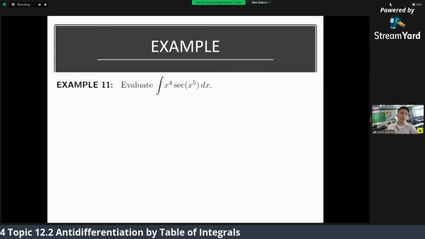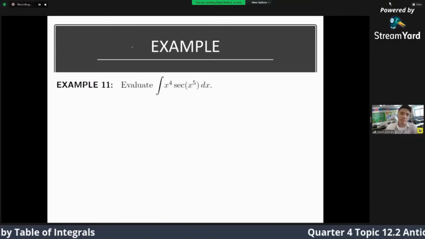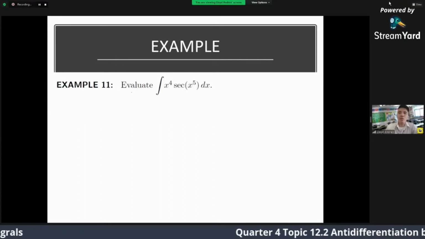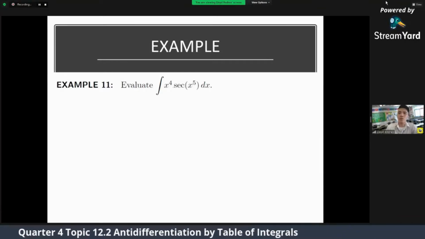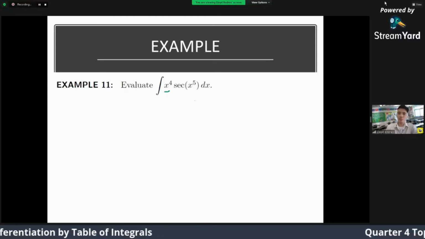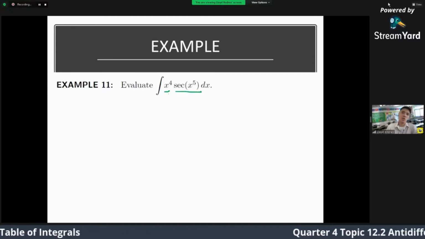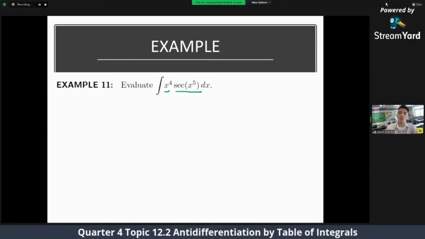So example 11. Evaluate this integral: the integral of x raised to 4 secant x raised to 5 dx. So if you look at it, this is a product. Since it's a product, it's difficult, so instead, what we do is apply substitution.